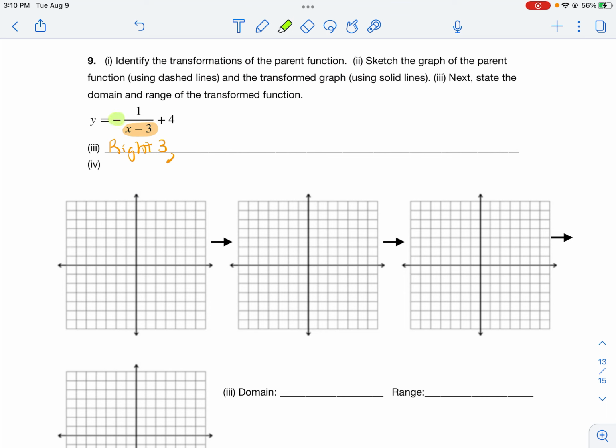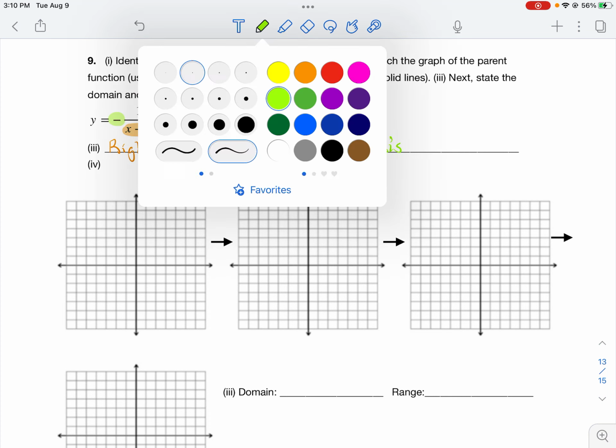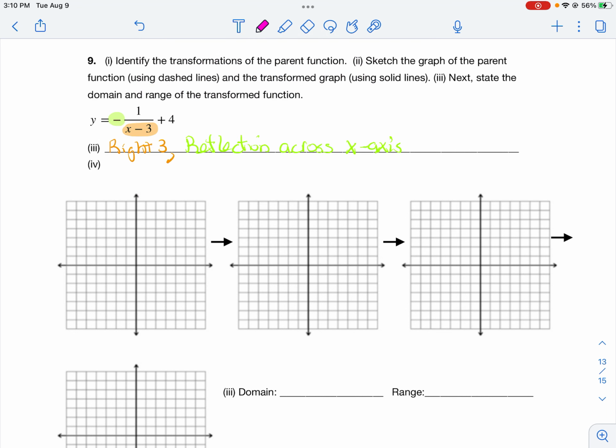And then the minus here, outside of the 1 over x, which is our parent function, tells us that we have a reflection across the x-axis. And then this plus 4 here tells us we move up 4 units. So there are our transformations here.